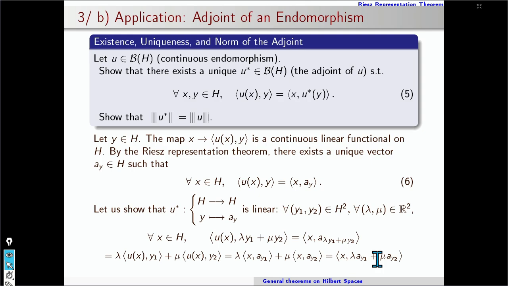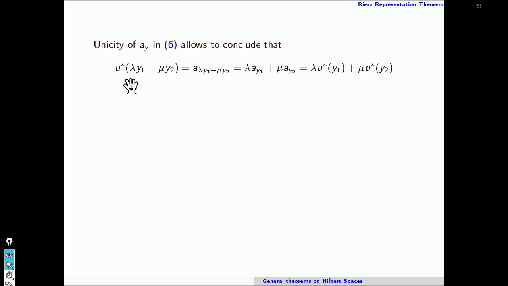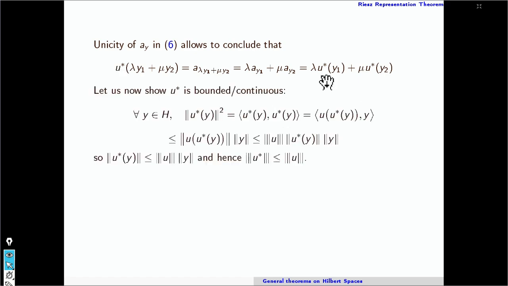We now recall that in the Riesz representation, the linear map which to A associates this linear form is injective. It means that if those two linear forms coincide, then they are induced by a same unique vector. So we have equality here of those two vectors, and by definition, this is U star of this linear combination, and this is linear combination of U star Y1, U star Y2. So this is linearity of U star. Let us now show that it is bounded.